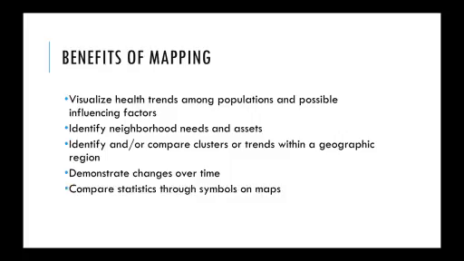And then finally, you can compare statistics. Again, this goes back to comparing trends within a geographic region. You can use different symbols on the map. Sometimes you'll have a map that might be mapping the presence of fast food restaurants. And rather than giving you a number or using colors, they might use a symbol, like a burger and a fry, and the bigger the symbol, the bigger the concentration of fast food restaurants.